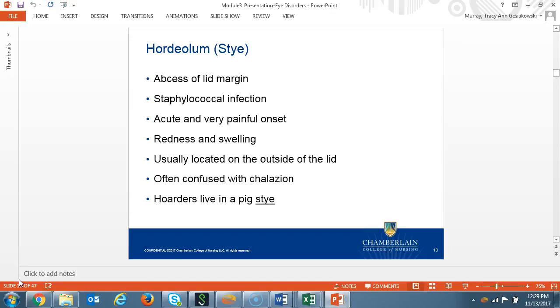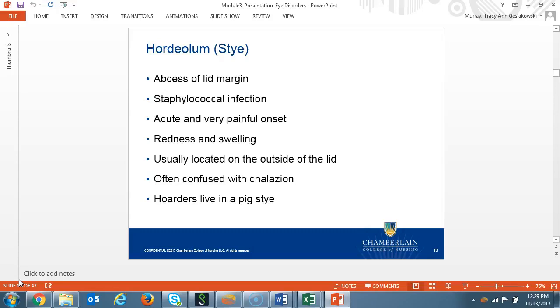A hordeolum, on the other hand, is also known as a stye. A stye is an abscess of the lid margin caused by a staph infection. Styes have a very acute and painful onset associated with redness and swelling and are usually on the outside of the lid. Treatment is with warm compresses and topical antibiotics.